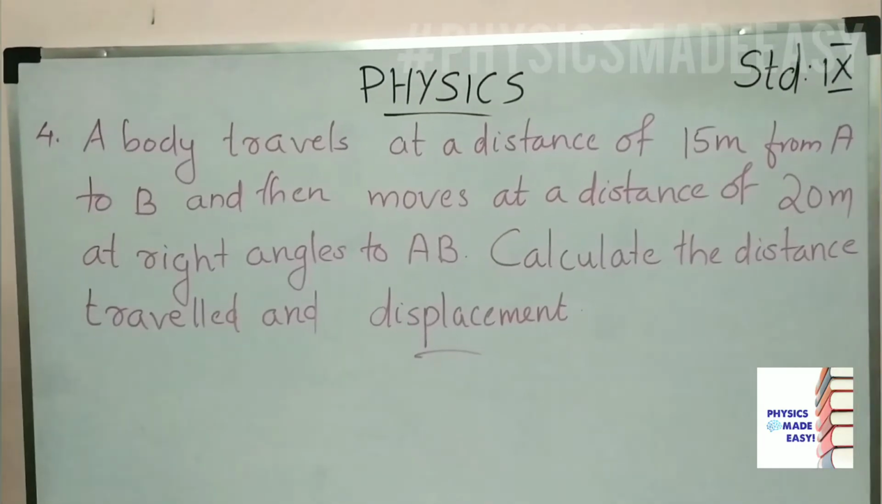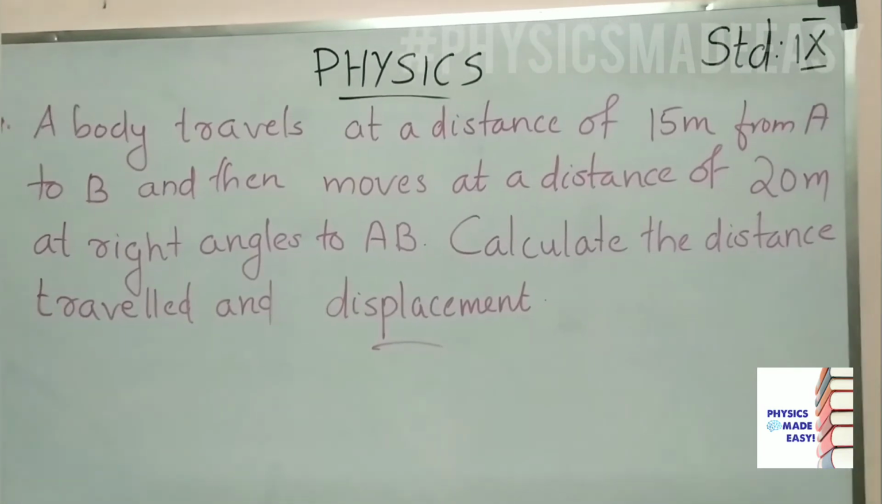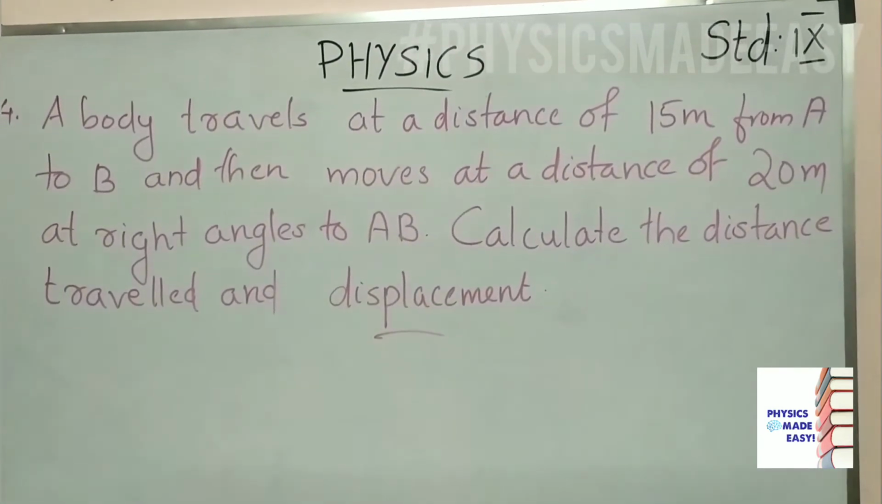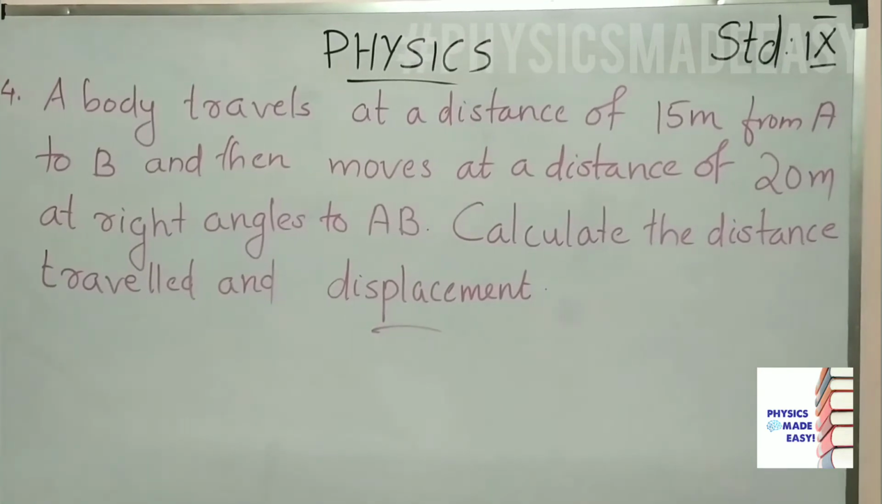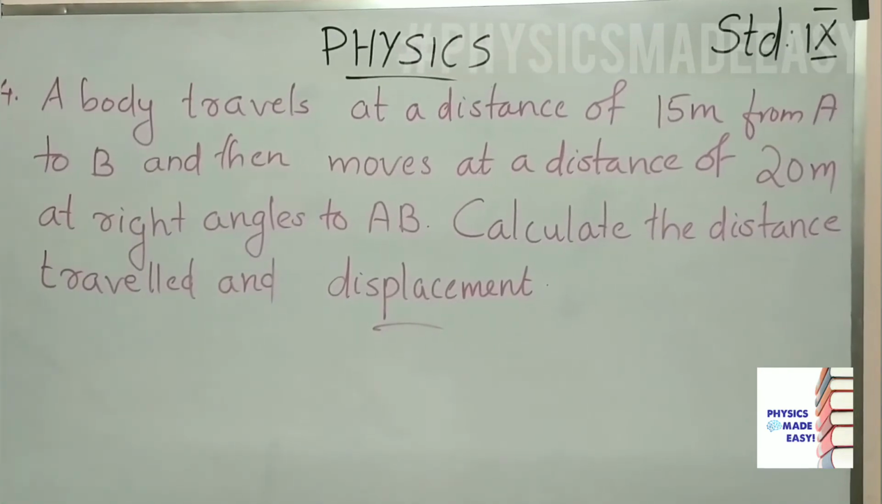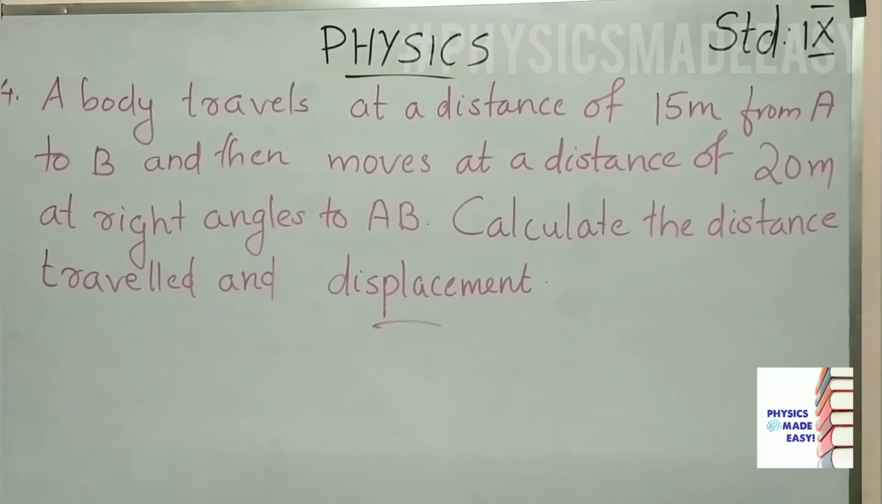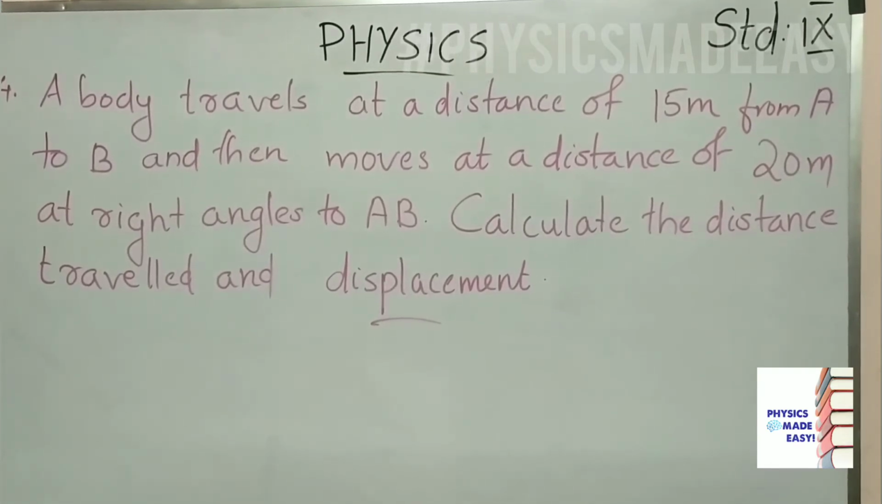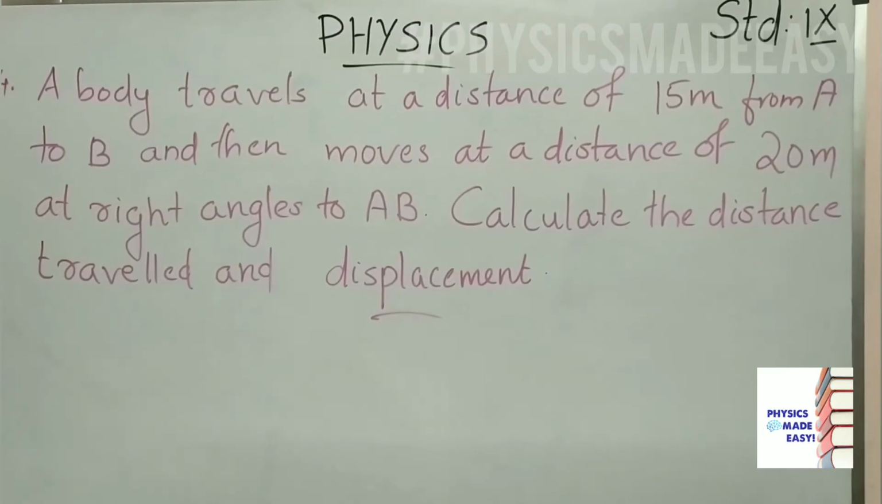Another question. This is not given in your textbook. A body travels a distance of 15 meters from A to B and then moves a distance of 20 meters at right angles to AB. Calculate the distance travelled and the displacement.